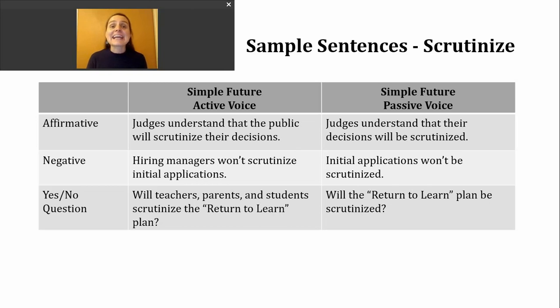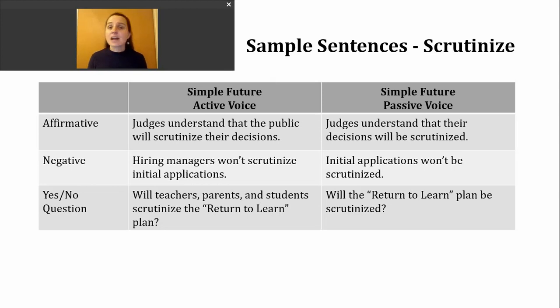If I want to make that sentence negative in the passive voice, what I'm going to do is follow sort of the same pattern. We're going to use will, not, then we'll have be, and then the participle form of the verb. Initial applications won't be scrutinized.